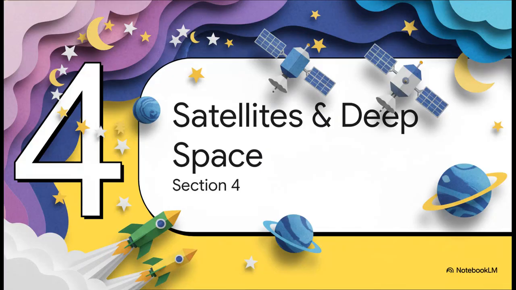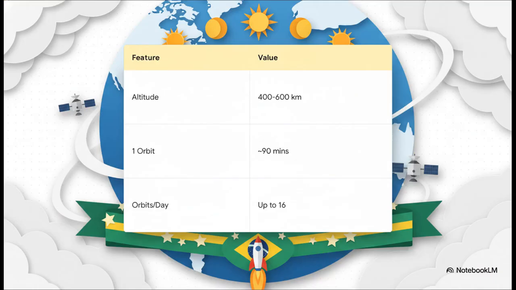All right, final stretch. Section 4, Satellites and Deep Space. Let's do a quick rundown on low Earth orbit, or LEO. A ton of satellites live here, including the VCUB that's popped up in past exams. The typical altitude is between 400 and 600 kilometers straight up.